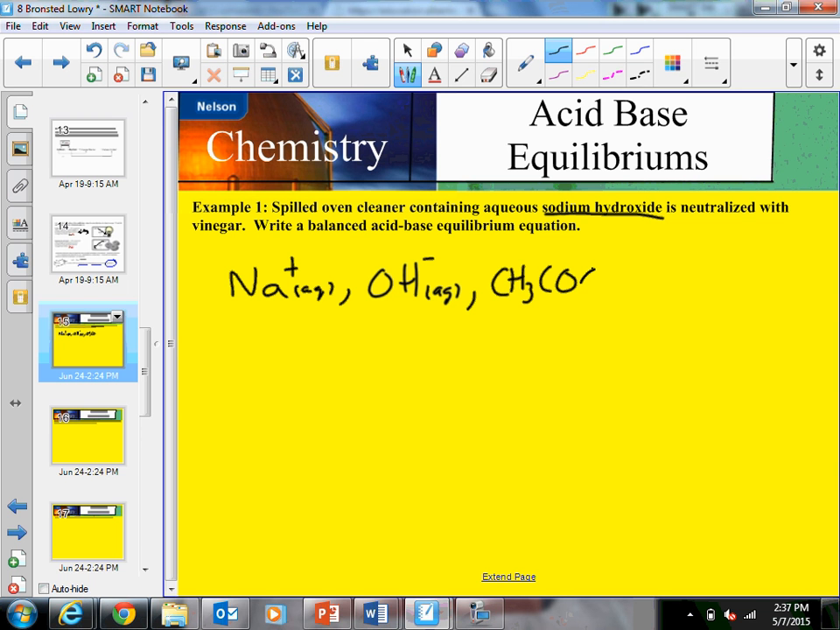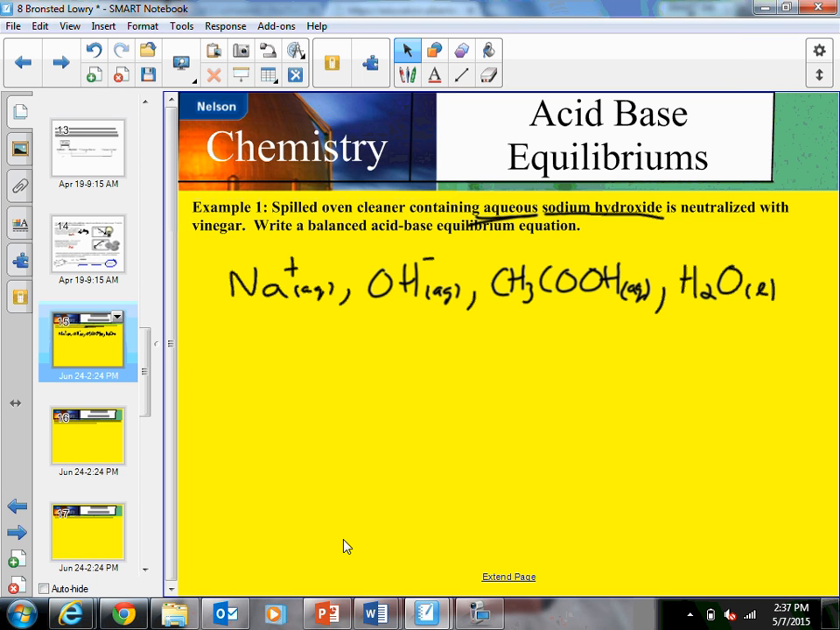So CH3COOH, acetic acid, another name for vinegar, is added. So we've got our species listed here. The thing is though, if it's aqueous, we have to remember to include H2O liquid. Now, step 2 and 3 is find your strong acid and find your strong base.